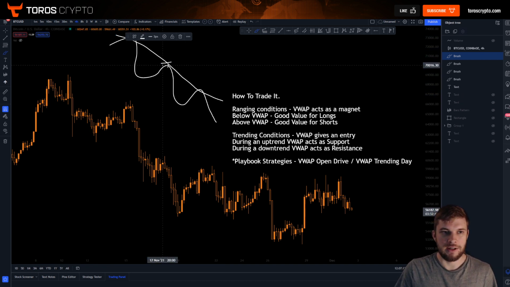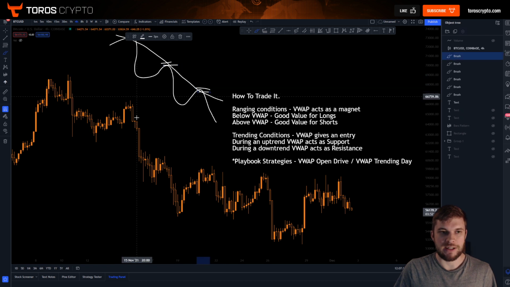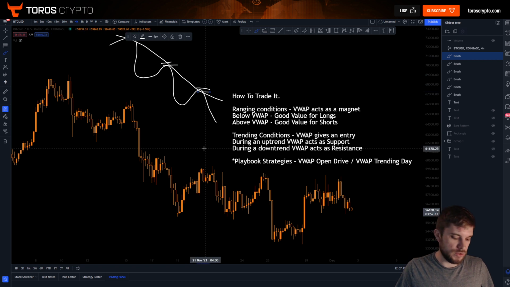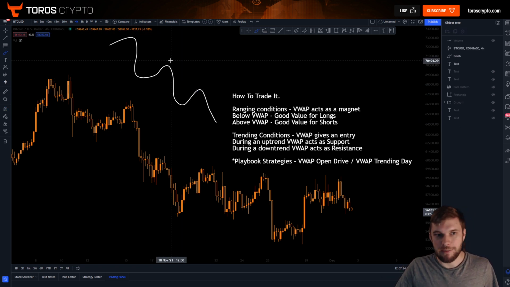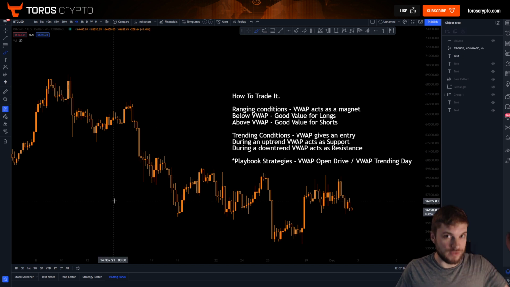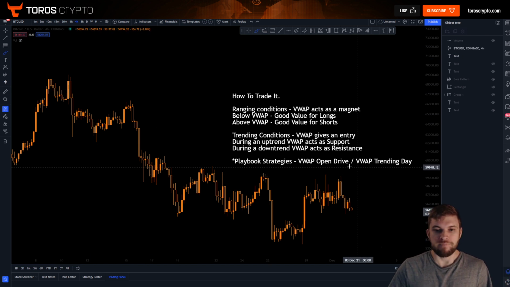And you can see that very often you'll find your VWAP gives you these entries in order to find good value for those short positions in order to push price down. Now, conversely, if that's the other way up and you're in an uptrend, then of course the VWAP can give you a good entry for taking price higher.